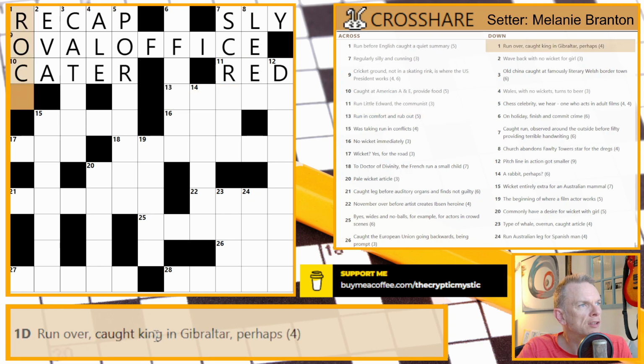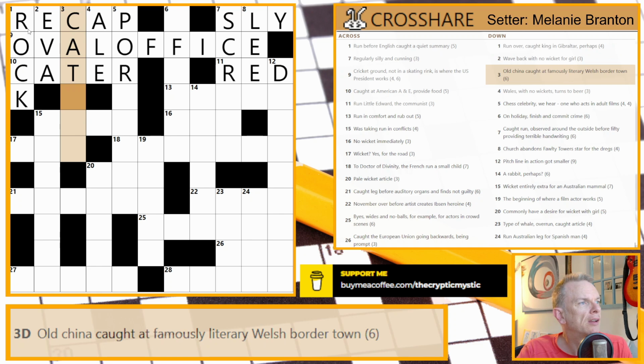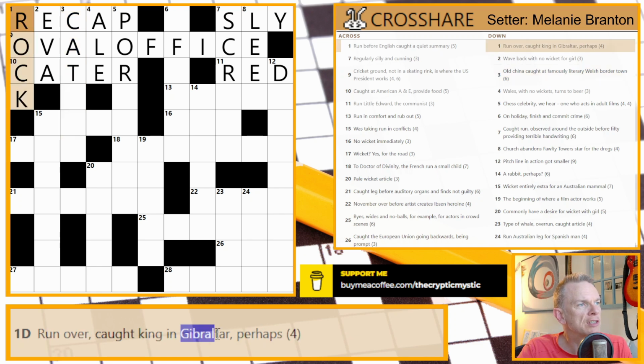Run over, caught king in Gibraltar, perhaps. So run, straight out of cricket. Over, straight out of cricket. So that's the R and the O. Caught, also straight out of cricket. And then king can be abbreviated to K or an R, depending. So it's a K in this case because it's referring to Gibraltar, which is known as the Rock, isn't it? Sometimes the Rock of Gibraltar in the south of Spain.